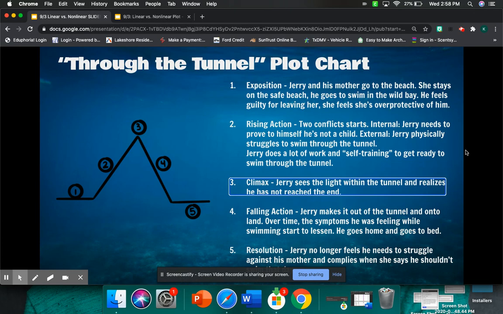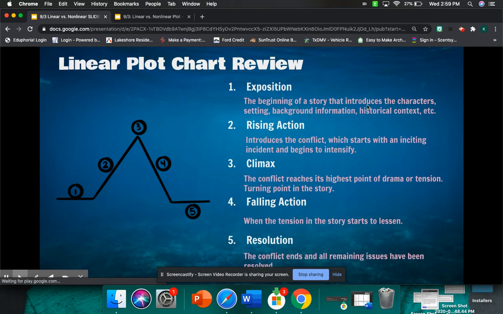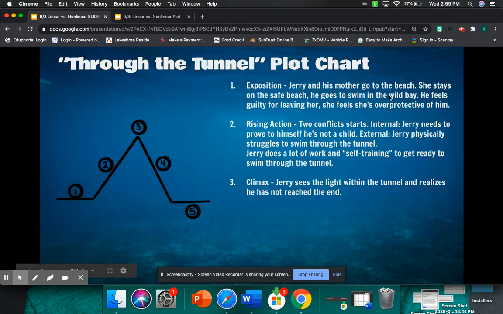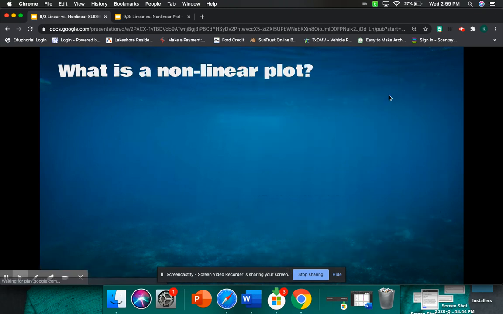He's already proved himself. Okay, so this part of the slide is going to help you answer questions on page 1 of your worksheet as well, or page 2 of your worksheet. Okay, on page 1, the bottom half, this part will help you. This is page 2. Okay, and now we're going to talk about nonlinear plot, and these slides will help you with page 3.